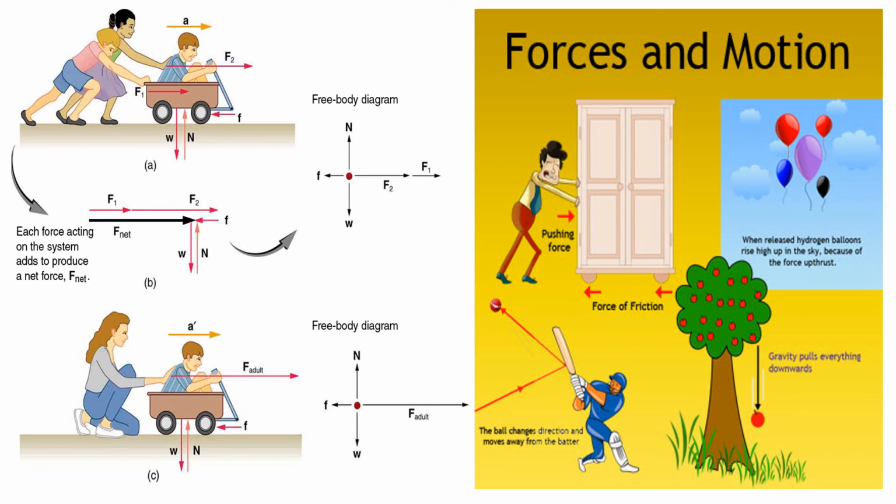Similarly, you can see an example of a tree. The apple is falling from the tree, which means the gravitational acceleration has provided the force for the object to fall on the ground. In one picture you can see a cricketer hitting a ball which came from one side, and by force he has changed the direction of the ball to the other side.